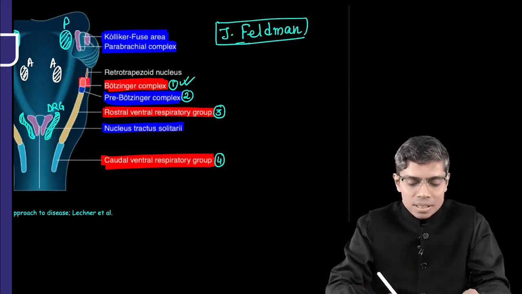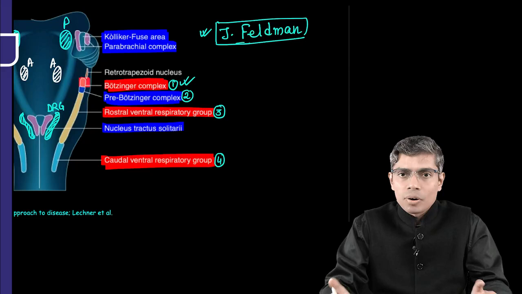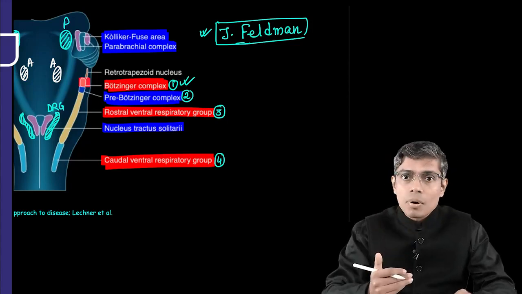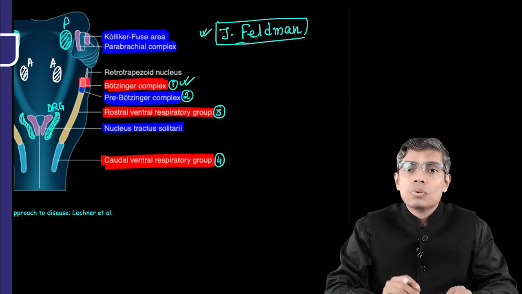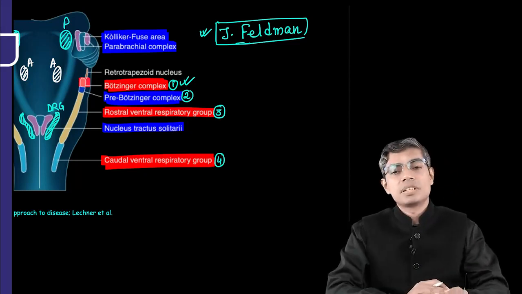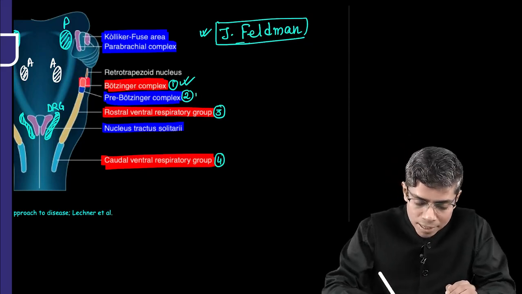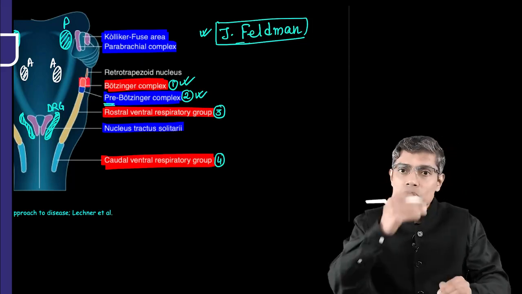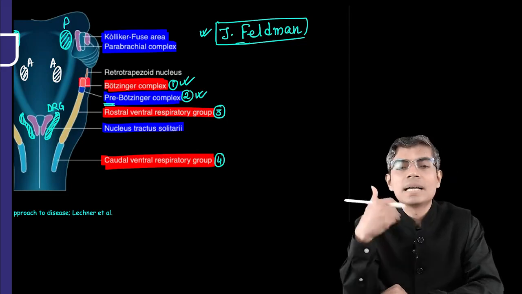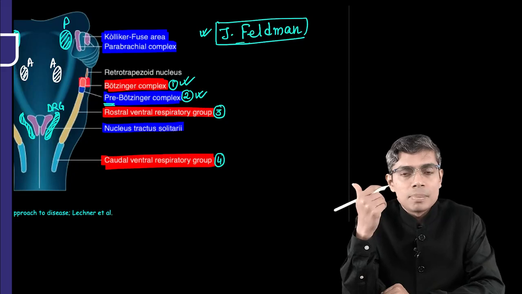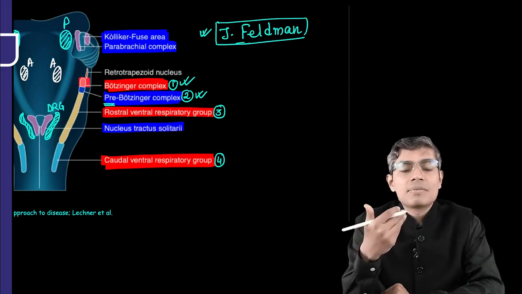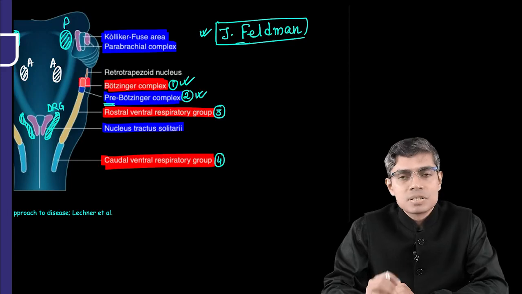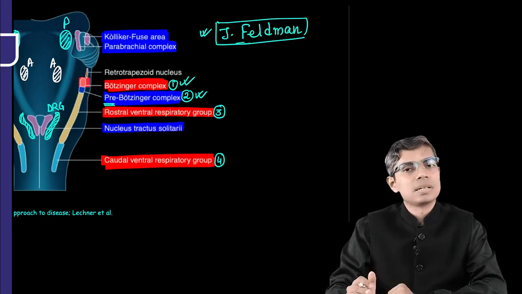Later on, the same group, Feldman and colleagues, found out that caudal to the Bötzinger there is another center which is particularly more important for respiratory control, and that's why this center is known as pre-Bötzinger. Ideally it should be called post-Bötzinger because it is located just behind the Bötzinger complex. But because it was discovered later and found to be even more important, to give it importance, it is known as pre-Bötzinger complex.